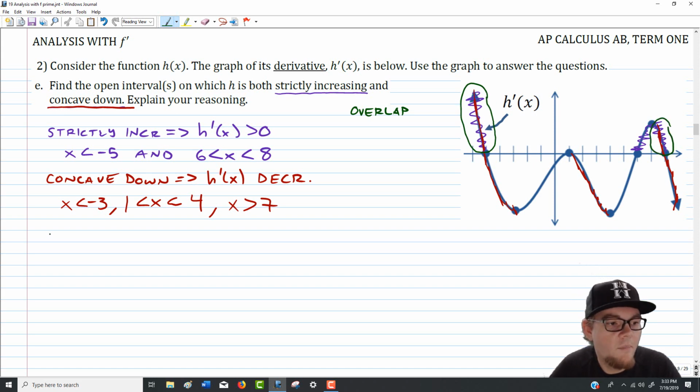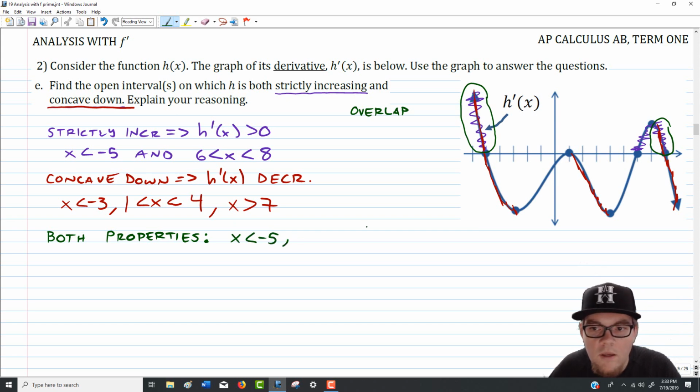So in this case we'd say that both properties hold on the two intervals. One's going to be x less than -5, and the other one is going to be 7 less than x less than 8. So we'd have both properties right there.